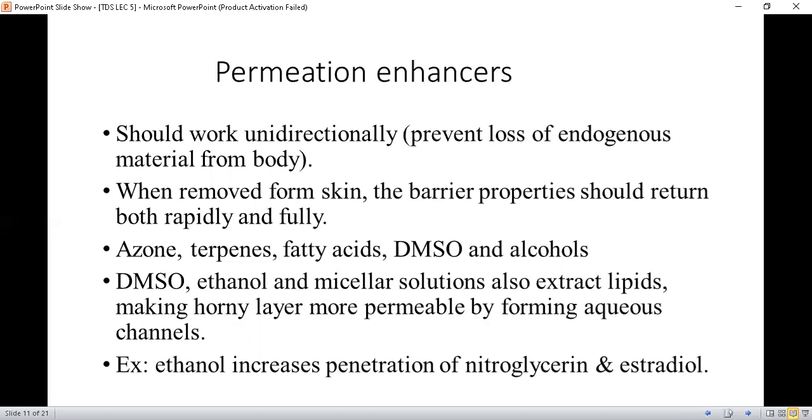When removed from the skin, the barrier properties should return both rapidly and fully. If we remove the adhesive from the skin, the permeation properties should be reversed. Azone, terpenes, fatty acid, DMSO, dimethyl sulfoxide, and alcohols. These are used as a permeation enhancer in transdermal drug delivery system. Example is ethanol, which increased penetration of nitroglycerin and estradiol. Ethanol is also a permeation enhancer of the skin. Let's proceed further.